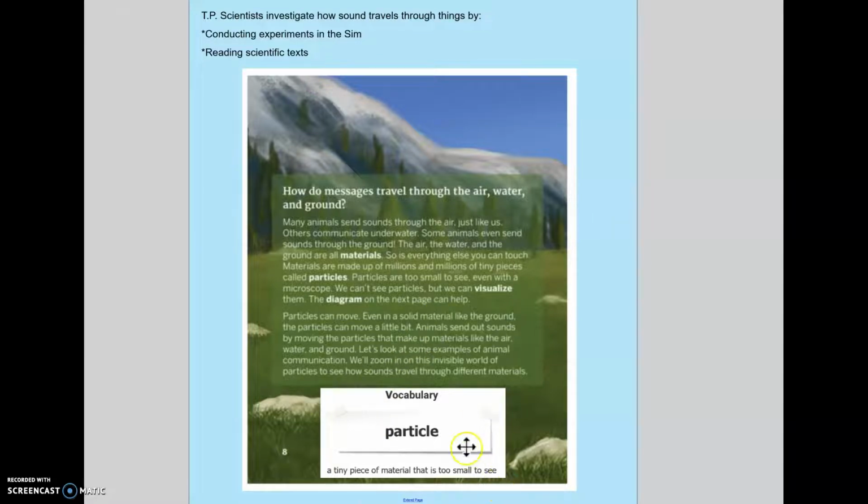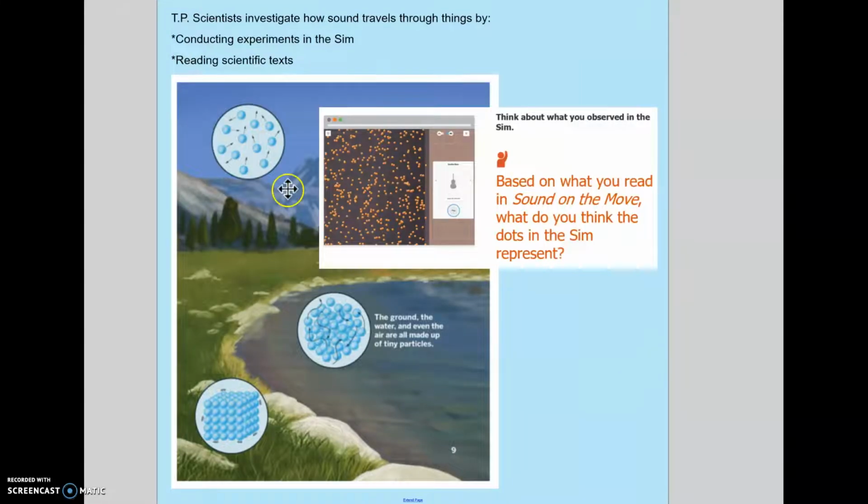But something important we need to know is that a particle is a tiny piece of material that is too small to see. Here are some examples of air particles. We know that air is a gas, and so those particles look like this. Here are water particles. We know that water is a liquid, so they look very different than the gas. And these are ground particles. We know that the ground is a solid, so we can see that there are differences on the particle level between solid, liquid, and gas. So based on what we just learned in this text, what do you think the dots in the sim represent? I think they represent the particles of the air.